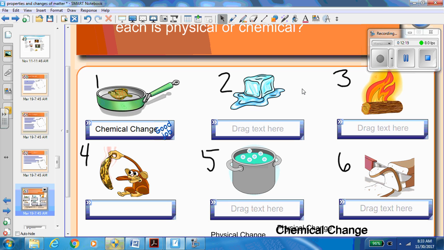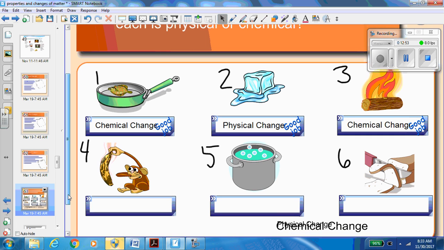Okay? What about ice melting? If you were thinking physical for that, then you are correct. The ice is just going from a solid to a liquid. It's not changing the identity of the substance. It's still water. It's still going to be H2O molecules that make up the ice, solid ice, as well as the liquid water. Okay, wood burning. That would be a chemical change. Whenever we burn wood, we're making and producing a new substance. You get ashes. You also would get some smoke and gases that are given off and produced.